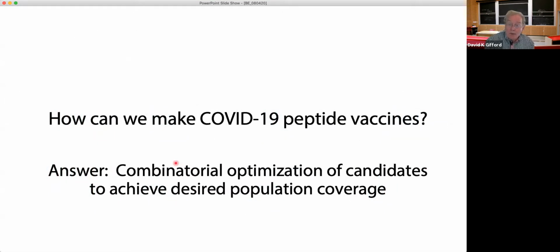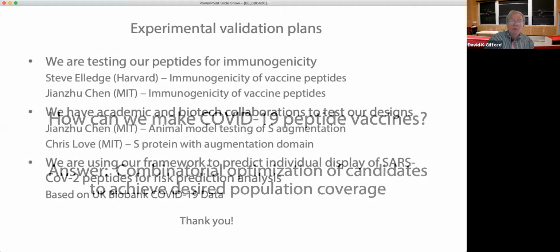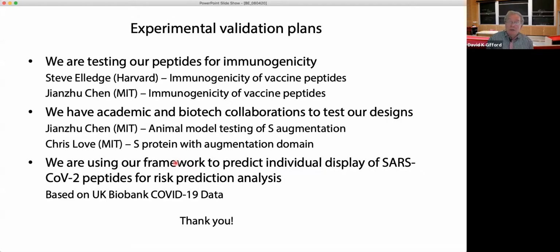So how can we make COVID-19 peptide vaccines? Well, we can do combinatorial optimization of candidates to achieve a desired population coverage. So just summing up, I wanted to bring up how we're pushing forward on these designs. We're testing the peptides that we have predicted to be presented for their immune response, typically in blood from convalescent COVID-19 patients with 2 different collaborators, Steve Elledge at Harvard and Shizu Chen here at MIT.